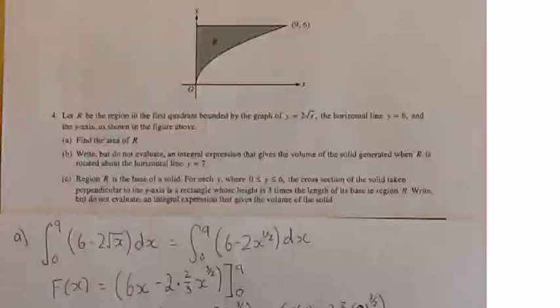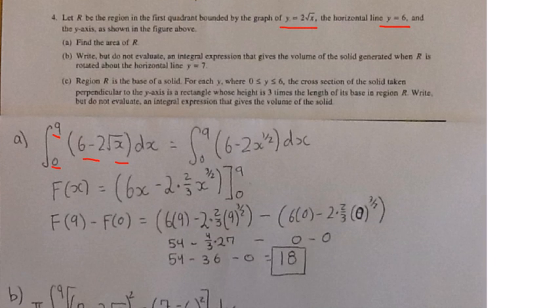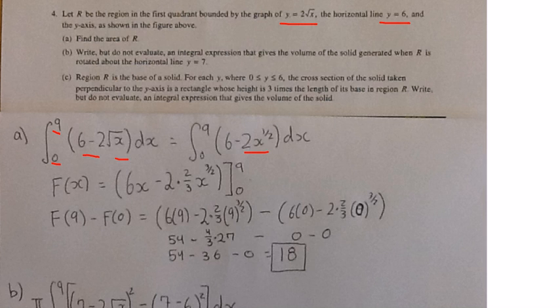So first of all, everything that is given to us is in terms of x. So we're going to use our x coordinates for our bounds. So we have 0 to 9, and we're going to do top minus bottom. I think it's pretty obvious that the top is y equals 6, and the bottom is 2 square root x, dx. All right, or in other words, you can write 2 square root x like this.